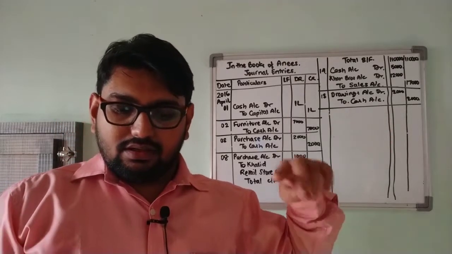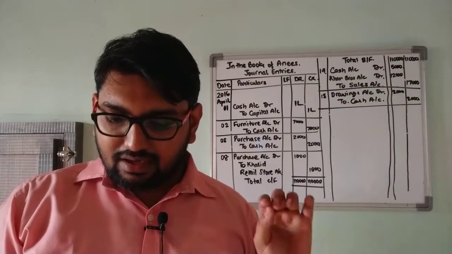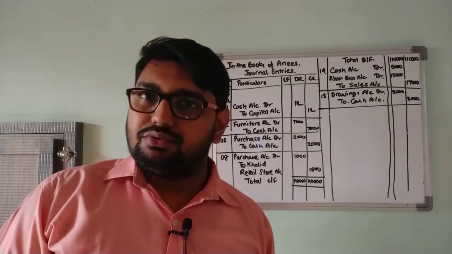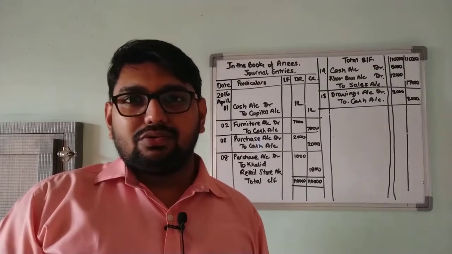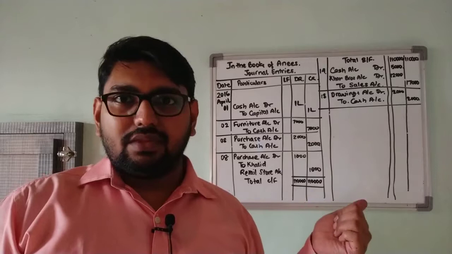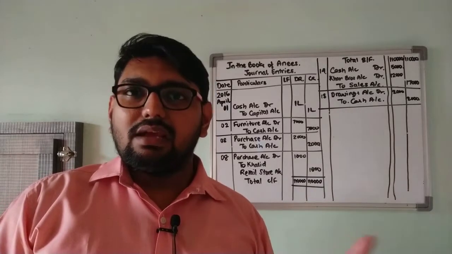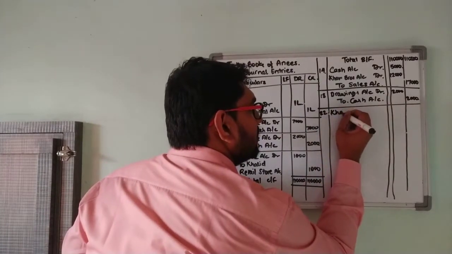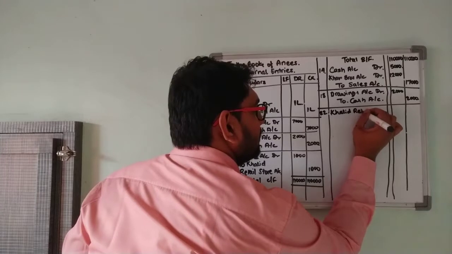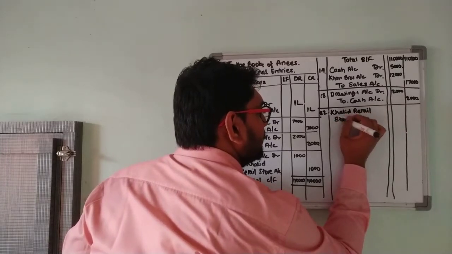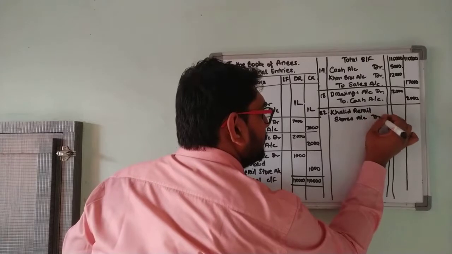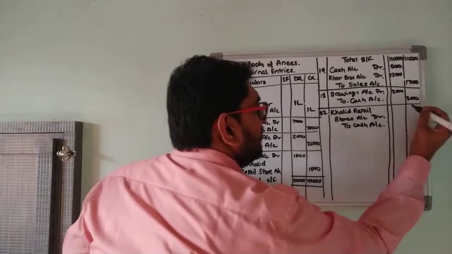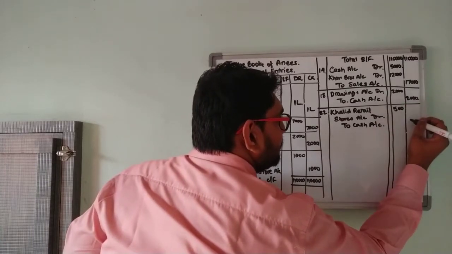And next, number 22, paid Khalid retail stores rupees 500. We are making payment to Khalid retail stores. Very simple. Khalid retail stores are the receivers and hence I will debit them and I will credit cash because I am making payment. So 22, Khalid retail stores account debit to cash account. I am paying rupees 500 to them.